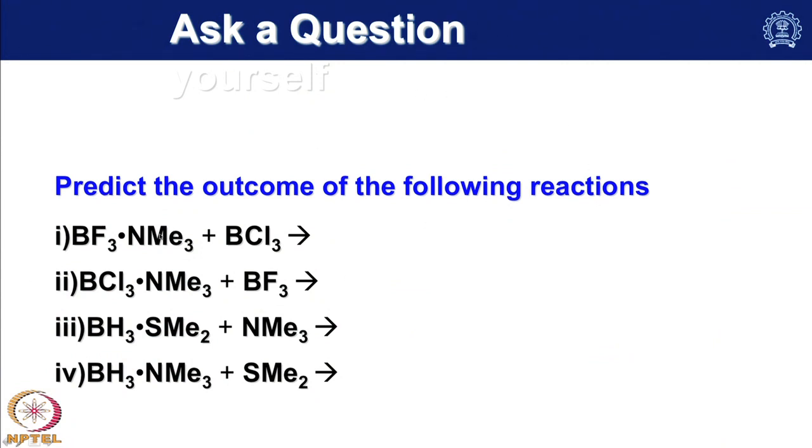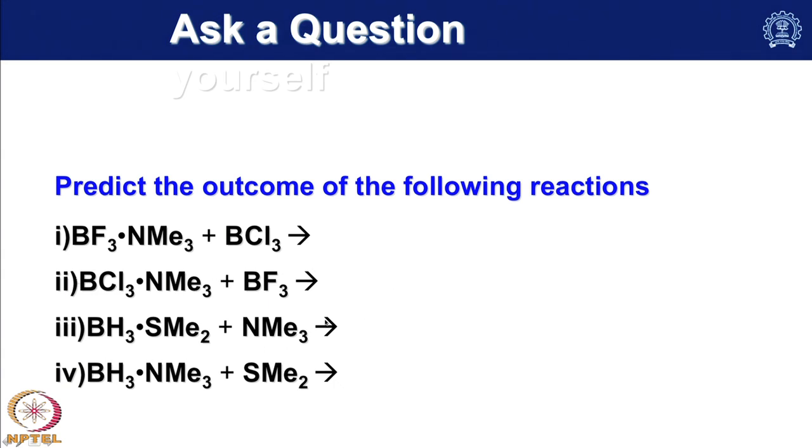Of course, here you should remember the relative strengths of the Lewis acidity of various boron halides. Here, if you see the BF3 NMe3 adduct, when it is reacted with BCl3, you can anticipate the replacement of BF3 by BCl3, simply because BCl3 is a stronger Lewis acid compared to BF3. So, reaction occurs here. In case of BCl3 NMe3, this is already a strong adduct, BF3 being a weaker Lewis acid compared to BCl3, there is no reaction.